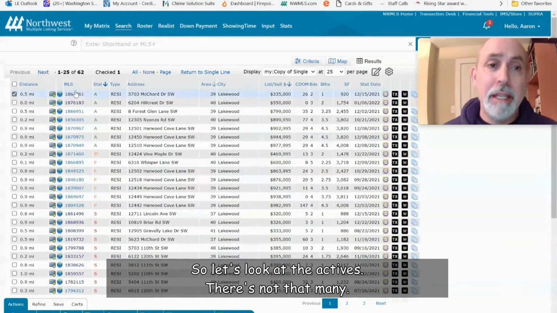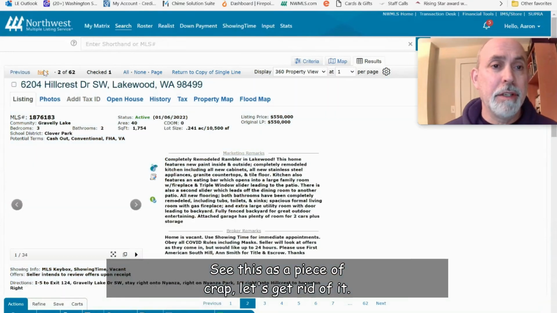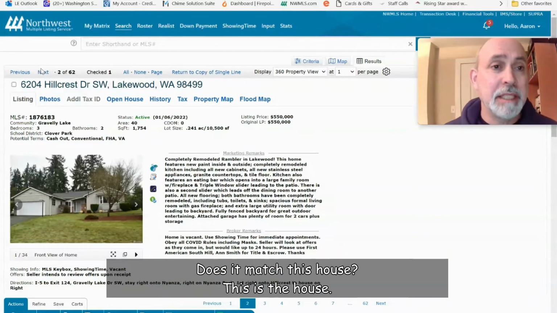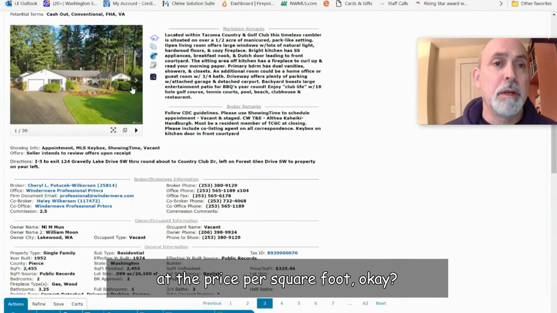There's not that many, so we can go through these together. See, this is a piece of crap. Let's get rid of it. Doesn't match this house. This is the house. This is also a very good comp for that. It's way bigger, but we're going to look at the price per square foot.